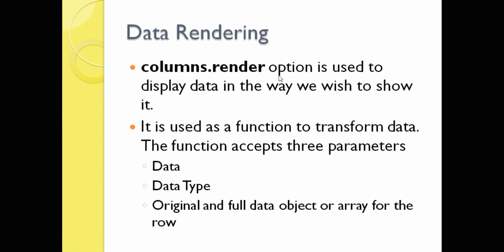The columns.render option is used to render data in a different format. To this render option you have to assign a function, and that function is going to transform your data. You can transform it into an image tag, apply conditional formatting, show it as a checkbox, anything the way you want to render.